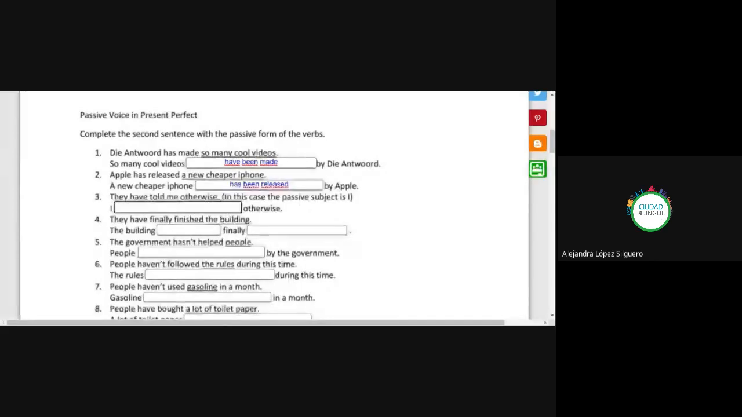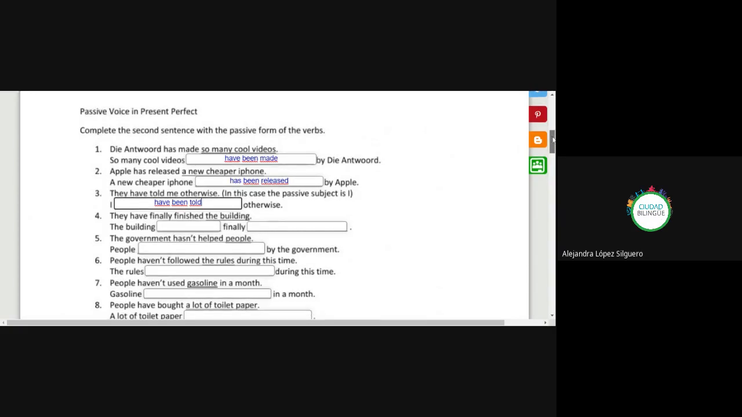Very good. Number 3. They have told me otherwise. And we have in parentheses, in this case, the passive subject is I. Y acá ya lo tenemos, ¿cierto? El sujeto sería I. I, otherwise. Otherwise is like lo contrario. So they have told me otherwise. Ellos me han dicho lo contrario. I have been told. Very good, Vivian. I have been told otherwise.